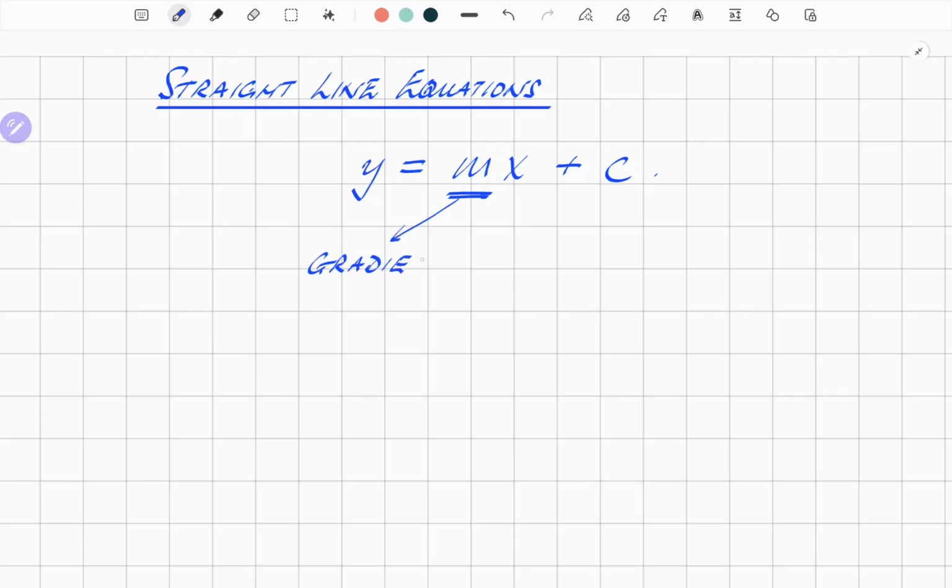That tells you the slope of the line. The bigger that number m, the steeper the line; the smaller the number, the shallower the line is. And that number can be anything from a negative number to a positive number, a fraction, etc. C is the y-intercept.